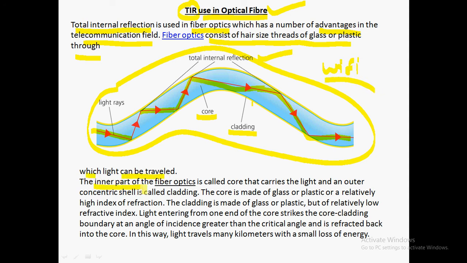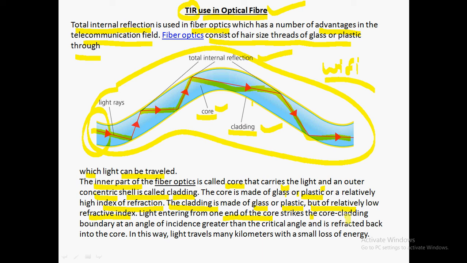The inner part of the fiber optic is called the core, this one, which carries the light, and the outer concentric shell is called the cladding. This is the cladding. The core is made of glass or plastic. Mostly we see plastic; if you cut the fiber, we can see mostly plastic. In very rare cases we see glass, a material of relatively high index of refraction. The cladding is made of glass or plastic but of relatively low refractive index. Light enters from one end of the core.